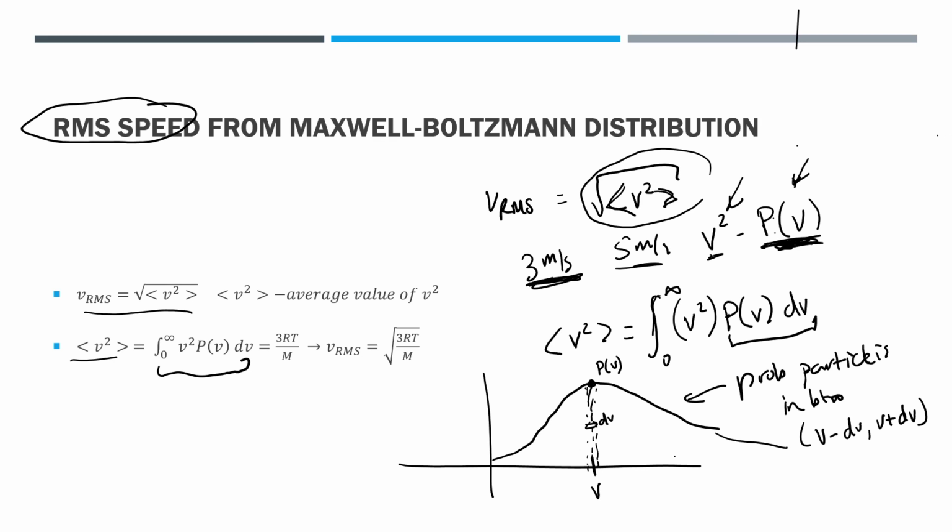And when we actually carry out this integral with that Maxwell-Boltzmann equation that we saw on the previous slide, we get the simple 3RT over m. The average value of V squared is 3RT over m, and that means VRMS is the square root of this, which is the square root of 3RT over m. And this should look familiar. It's the formula you know and love from AP Chem. The VRMS of a gas is the square root of 3RT over m.